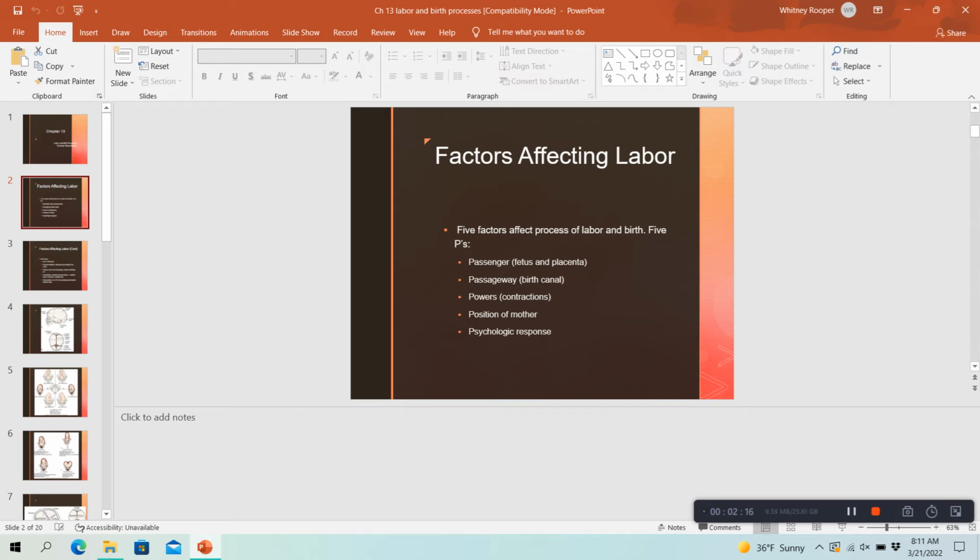The fourth P is position of mother. If you have not heard me talk about it before, you're going to hear me talk about it today: the importance of maternal position in terms of labor and delivery and the success of mom's ability to deliver. And psychological response is the last P. We're going to hit on each one of those in detail and talk about what they mean. Psychological response really just looks at the mom's frame of mind.